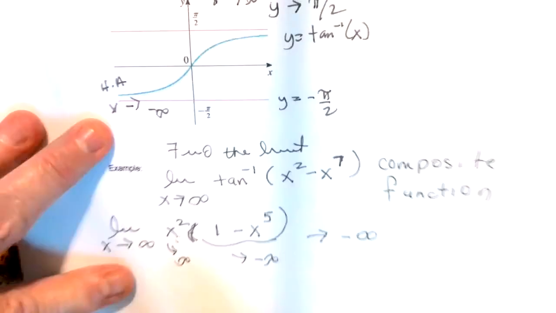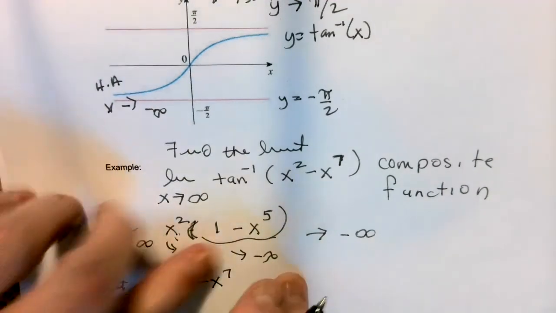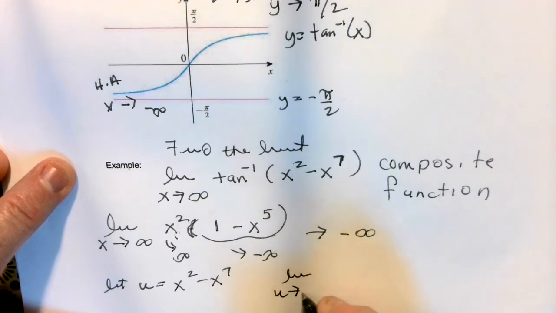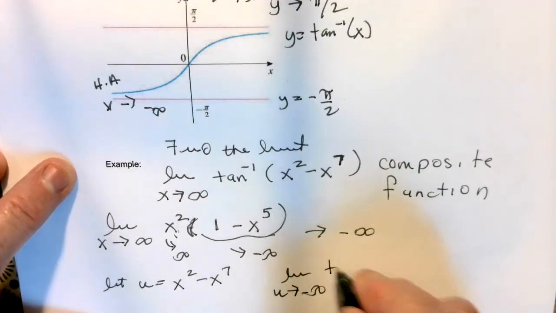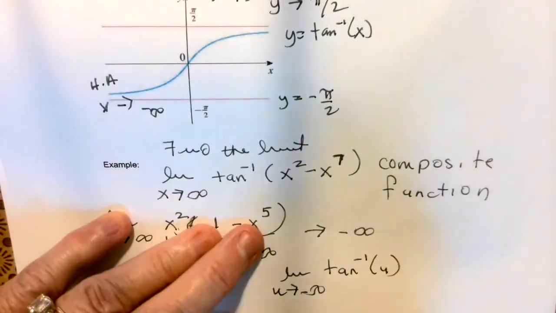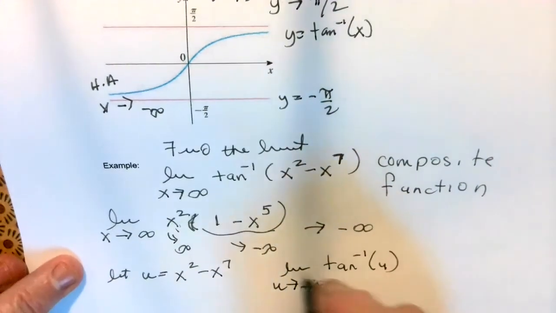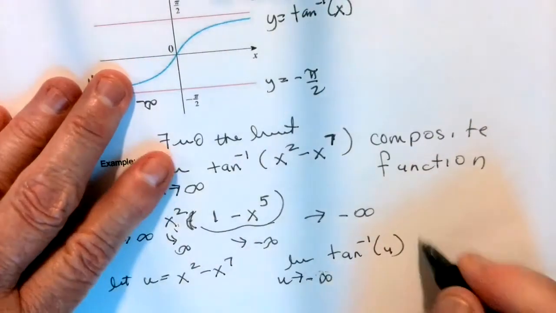And then let's go ahead and make a substitution, like before. Let u equal x squared minus x to the 7th. Always remember you start on the inside. Then we can write this out as the limit as u goes to negative infinity of tan inverse of u, because when x is going to infinity, u is going to negative infinity. So we just have to figure out what happens, as it says right up here. If u is going to negative infinity, then tan inverse is going to negative pi over 2. So this is going to be negative pi over 2. Okay.